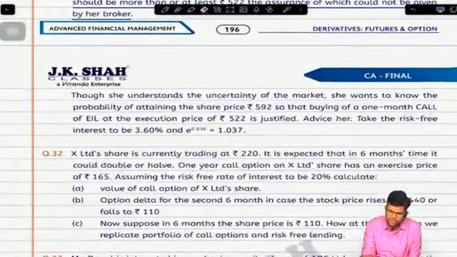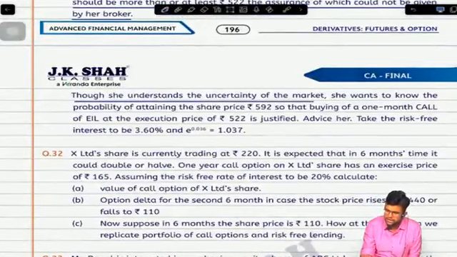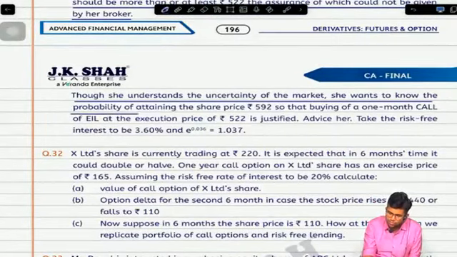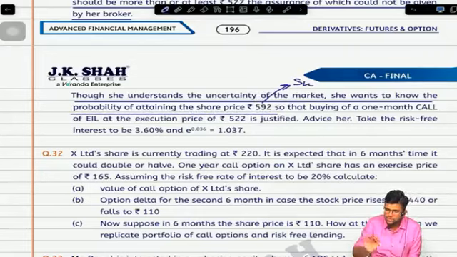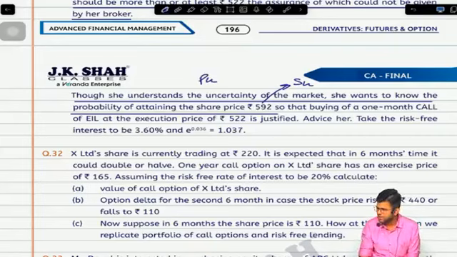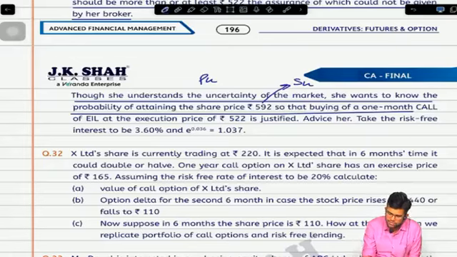So Sumana is saying, okay, I understand the nature of the market, the uncertainty of market. Can you please at least tell me the probability of attaining the share price, and she's asking that this SU will happen? What is the probability that SU will happen? Which means she's asking you PU, so that buying the 1 month call option at an execution price of 522 is justified. Advise her, take risk free rate to be 3.6%.